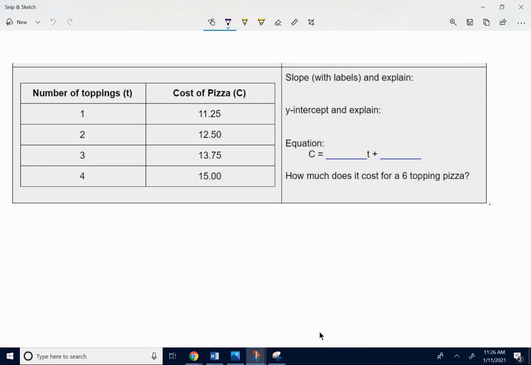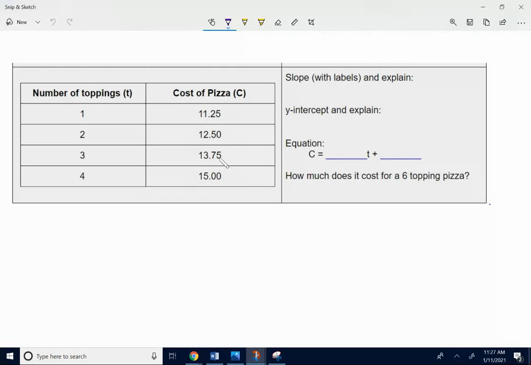Okay, we're going to look at the pizza problem. They're giving you the number of toppings and then the cost for the pizza. Apparently, if you get one additional topping, and I'm assuming tomato sauce and cheese is already on the pizza, you pay $11.25 for the pizza. For two additional toppings, you pay $12.50. For three additional toppings, $13.75, and so on. We want to find the slope and explain it, find the y-intercept and explain it, write the equation, and then answer the question.